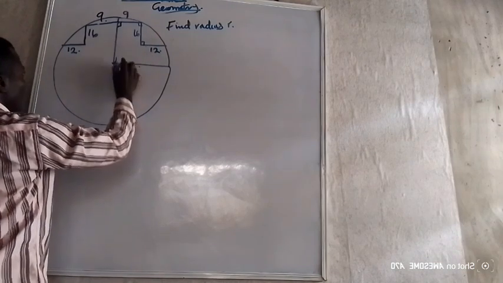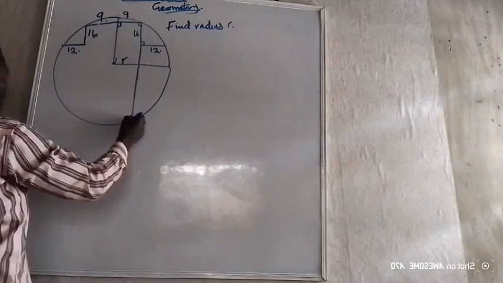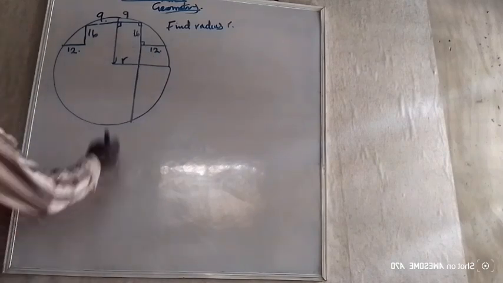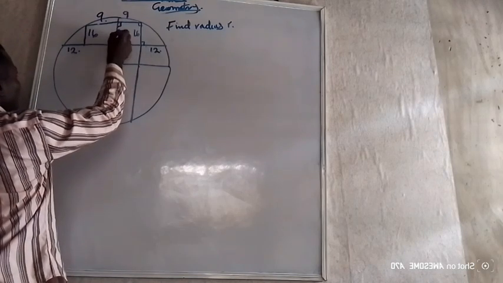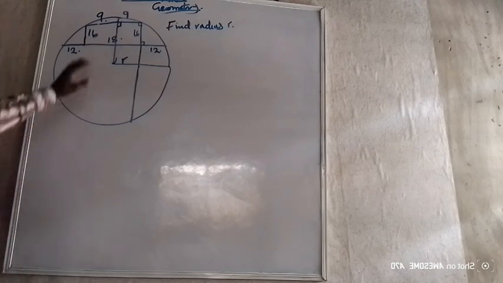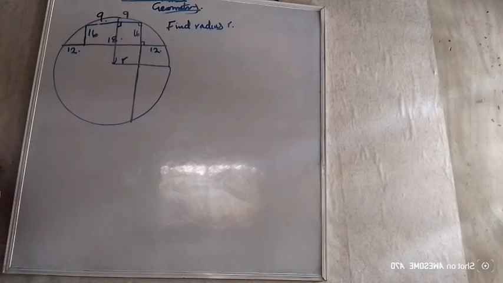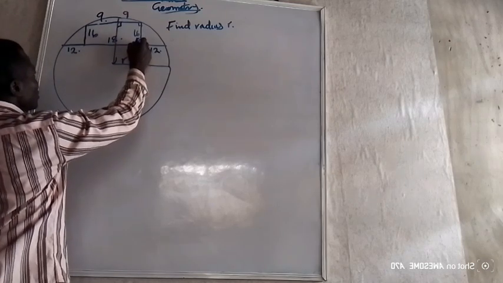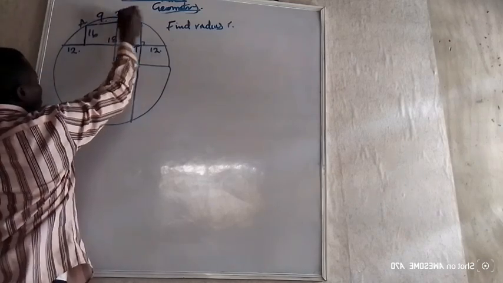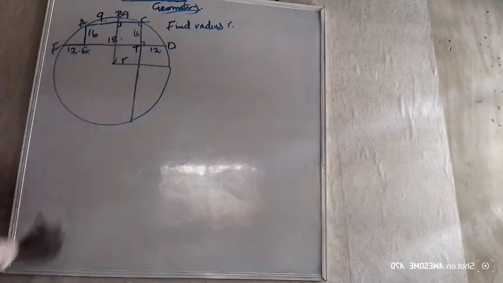From here, let's draw this line down. So from here to here now will be 18 units. From here to here now, we'll be able to calculate it using the relationship of the product of parts of the chord. So let's label it like this: C, A, B, C, D, E, F.